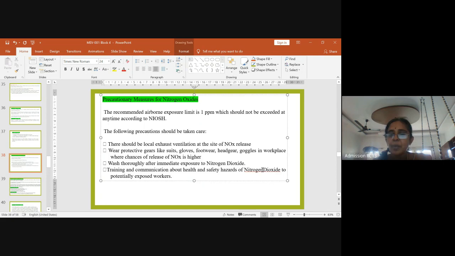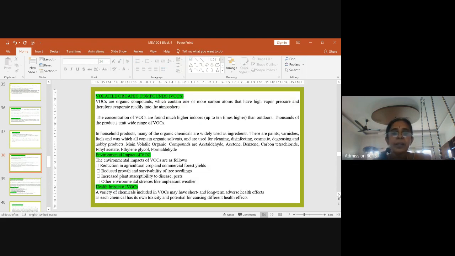So, like this, we have a number of pollutants which harm human health and, of course, the environment. Another important pollutant is volatile organic compounds. These are organic compounds which contain one or more carbon atoms, have high vapor pressure, and evaporate readily into the atmosphere. The concentration of these compounds is found to be much higher indoors, in the enclosed environment, than outside.